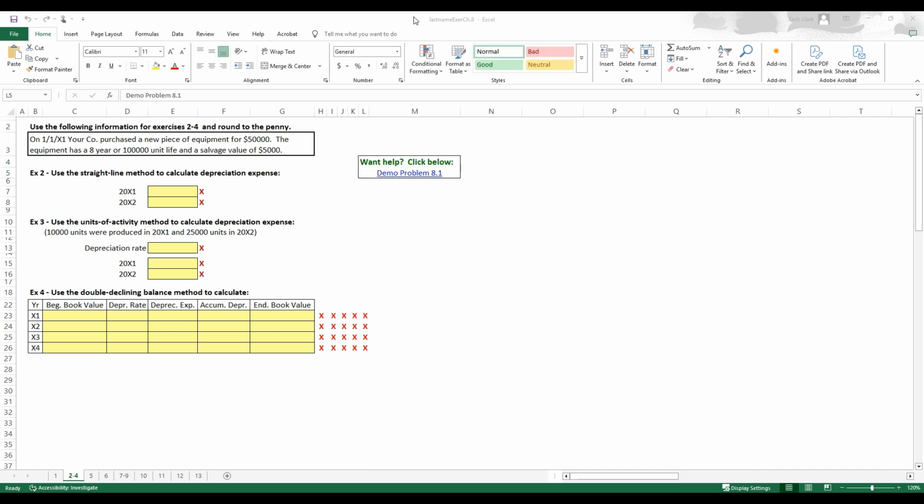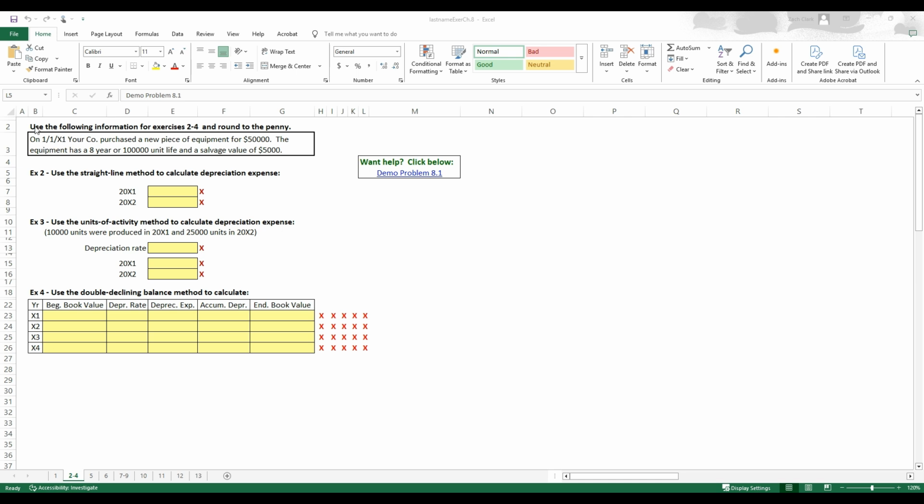So in tab number 2, problems 2 to 4 exercises, we're going to use the following information and round to the penny, so we just have 2 decimal places. Okay, on the first of the year, and that's typically important when we're looking at depreciation related problems, is that you always need to see when the depreciable asset was purchased, because if it was purchased, for example, on November 1st, we would only have 2 months of depreciation in that given year. And we would need to use months too in that instance, because you'd want to be recording 2 months if you were just doing one entry at the end of the year, for example.